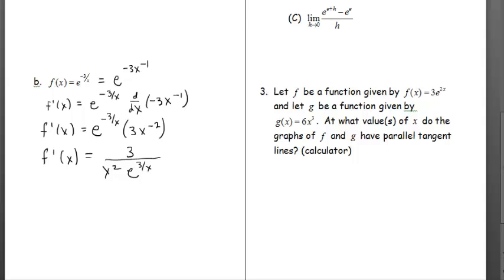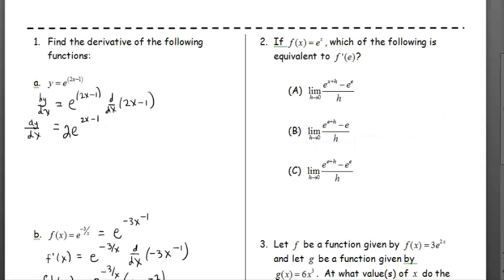All right, let's take a look at number 2. This is kind of an interesting one that uses the formal definition of a derivative. Our function is e to the x. It's asking us which of these forms right here would calculate the derivative at e, this specific x value. So e to the e. Well, we know e to the x is its own derivative. Plug in e, that should be e to the e. But which of these forms would give us that same answer?